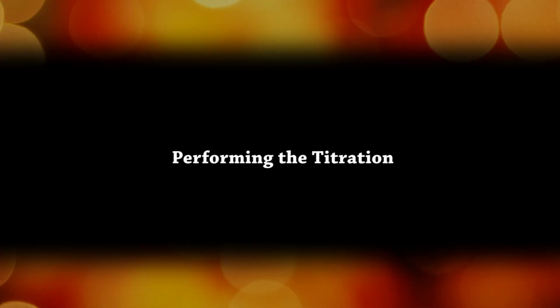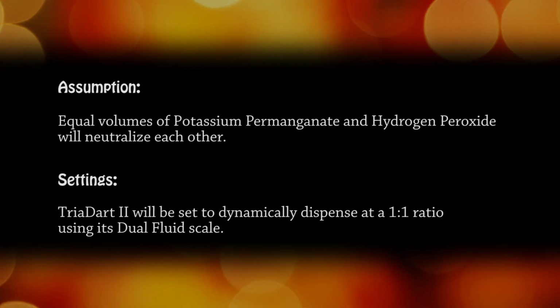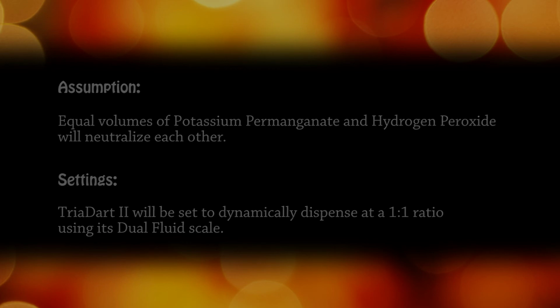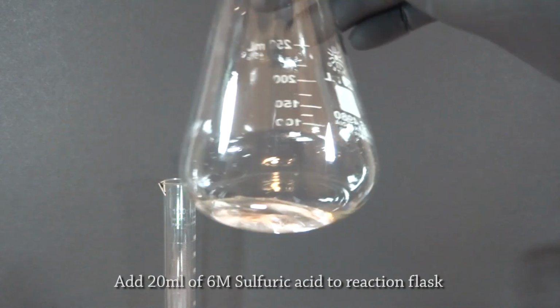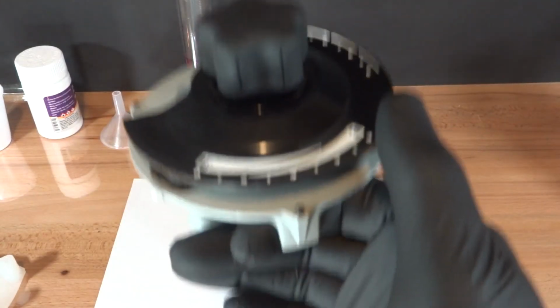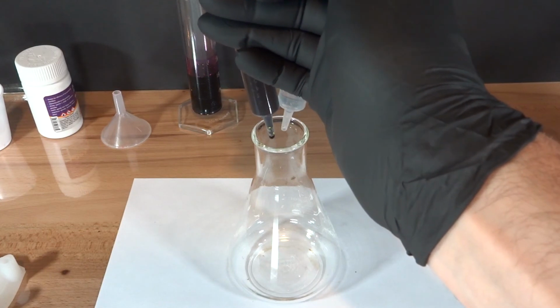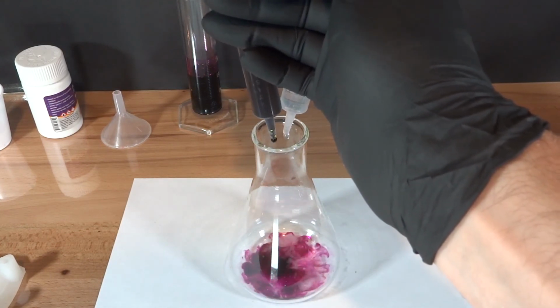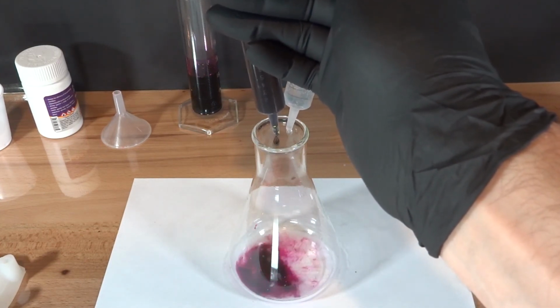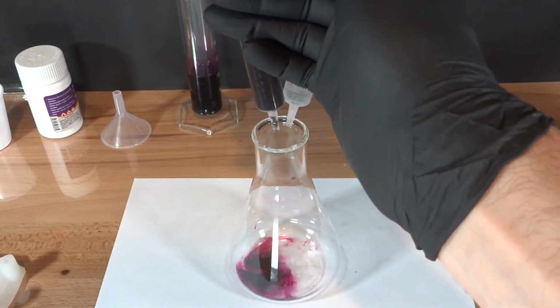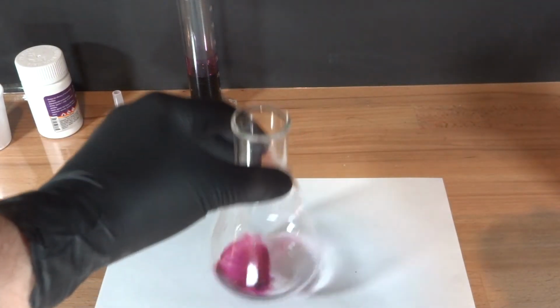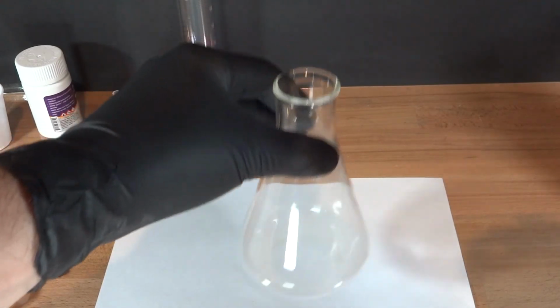Let's attempt to prove or disprove our initial assumption for this experiment, which is that equal volumes of potassium permanganate and hydrogen peroxide will neutralize each other. Dialing in a 1-to-1 ratio for the 2 chemicals and creating a small sample demonstrates that this is not the case. The titrant, hydrogen peroxide, is much better able to reduce the analyte at a 1-to-1 ratio.